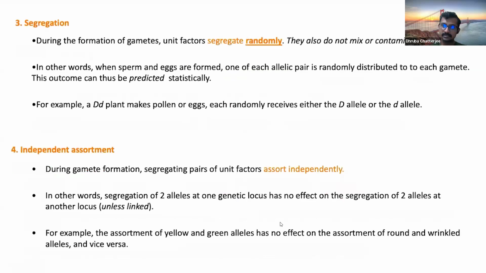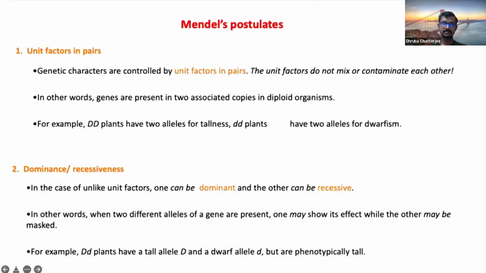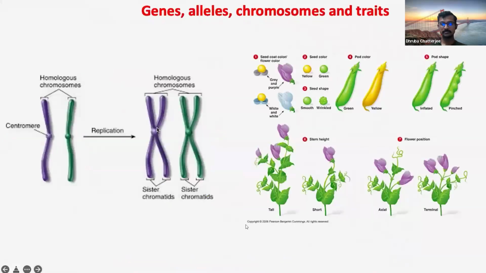Now, this law of segregation. As I have already mentioned several times, these alleles are not mixing or contaminating, and they segregate randomly into the gametes, which are haploid, right? Because of meiotic cell division, which I showed in this slide, there will be four gametes, right? And the sister chromatids of the homologous chromosomes will get separated and segregated into the haploid gametes randomly, right? There's no bias.